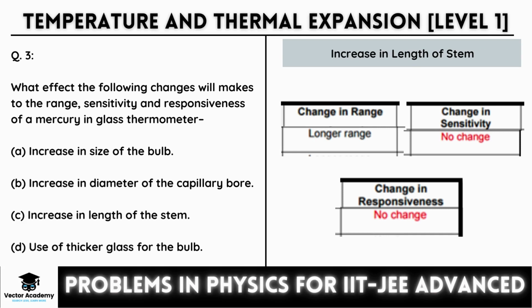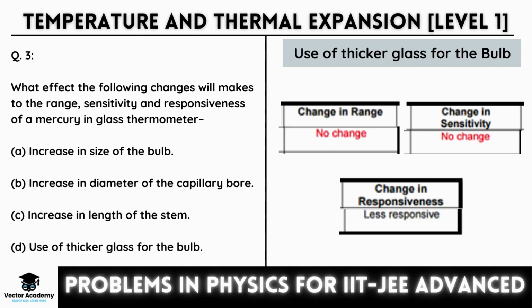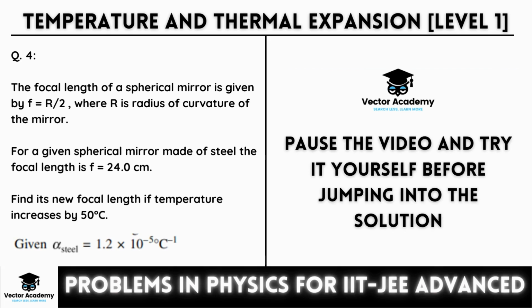When the length of stem is increased, range increases. There is no change in sensitivity and responsiveness. When thickness of glass for bulb is increased, there is no change in range and sensitivity. Only responsiveness decreases.